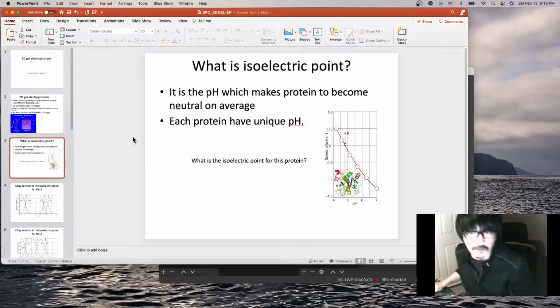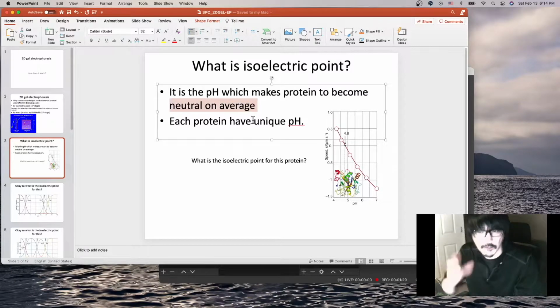So let's go over the isoelectric point first. Each protein has its own isoelectric point, and the isoelectric point is neutral on average. So whatever the population of the protein you have, that certain type of protein, on average it's going to be neutral. That's what the isoelectric point really means. And each protein has its unique pH associated with its isoelectric point.